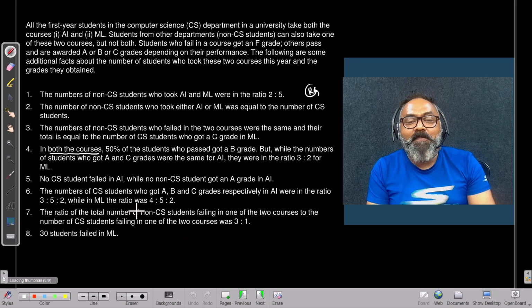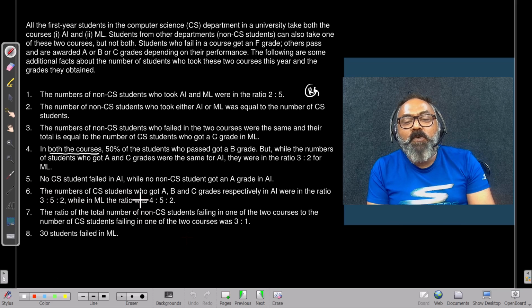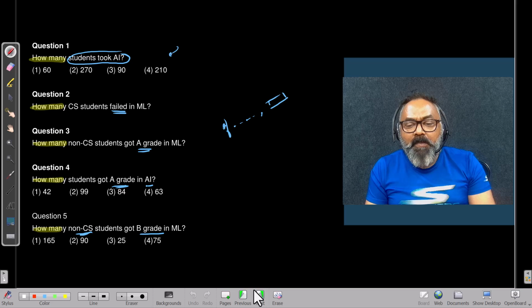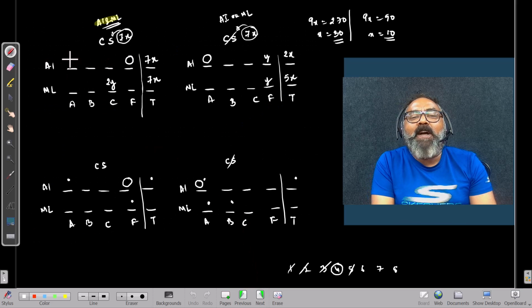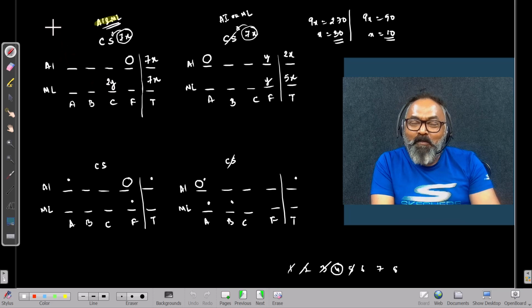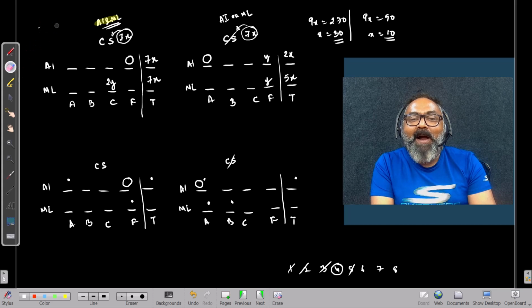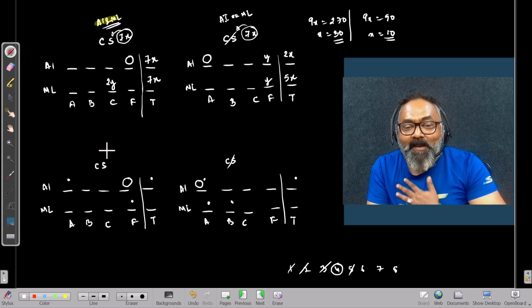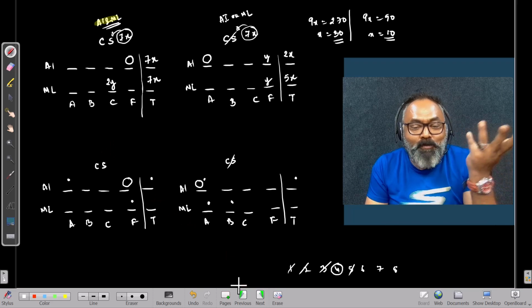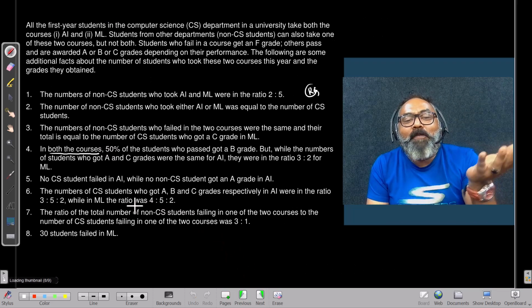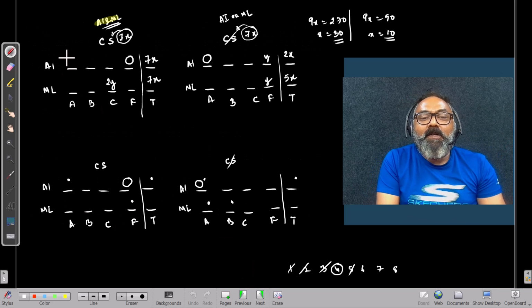Let's go to 6. The number of CS students who got A, B, C grades respectively in AI were in the ratio 3:5:2. We have got y. I don't want to write Z. Sometimes the problem with my Z is that Z and my 2 look the same, so I avoid Z. It's a personal choice. You avoid certain things because you'll get into problems. So we got 3:5:2. We'll do 3P, 5P, 2P.